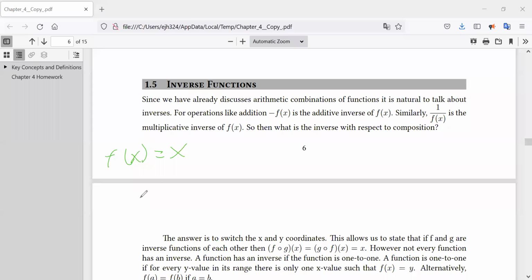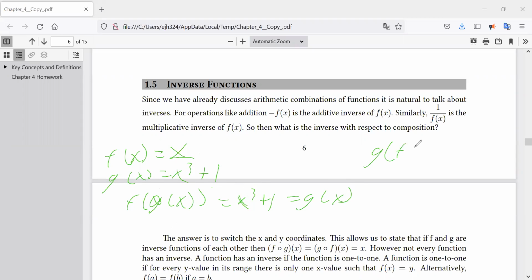Because if I give you, let's say, g of x is equal to x cubed plus 1, what is f of g of x? Well, everywhere I see an x, I replace it with x cubed plus 1. So that's just g of x, right? And it'll be the same thing if you do g of f of x. Then this is just g of x, because f of x is x. And that's going to be equal to x cubed plus 1.